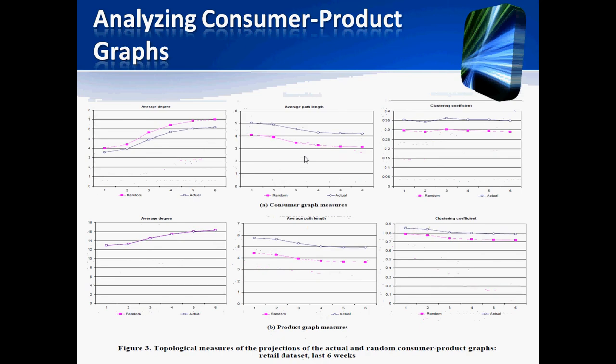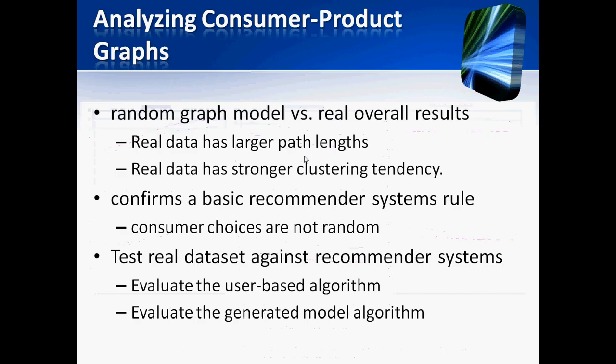That was the bookseller data set. If we look here at the retail data set, you see a little difference here. The degree wasn't quite on, but we also see these fall short for average path length and clustering coefficient. So maybe we can try something different.